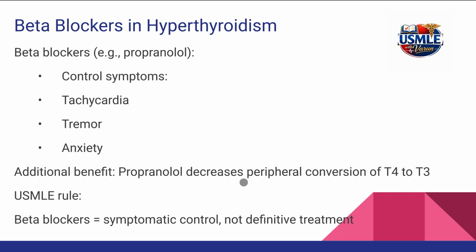So beta blockers, when used in conditions of hyperthyroidism, like propranolol, control the symptoms and also reduce T4 to T3 conversion, but it's not the definitive treatment. This is used for symptom management, symptomatic control. This is not definitive treatment.